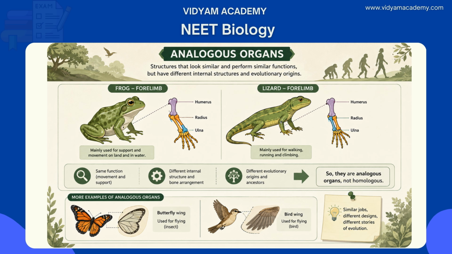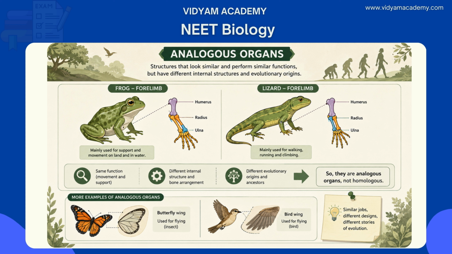Analogous organs perform the same function but have entirely different internal structures and evolutionary origins. They evolved independently in unrelated lineages through convergent evolution. Bird wings are modified vertebrate forelimbs, humerus, radius, ulna covered with feathers, while butterfly wings are thin extensions of the body wall with no bones, completely different structures. Both fly but share no structural ancestry.